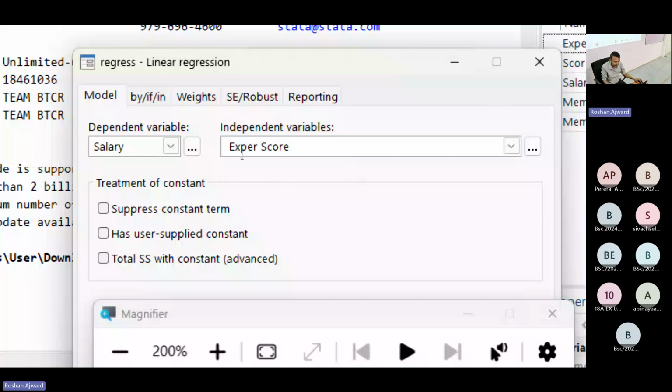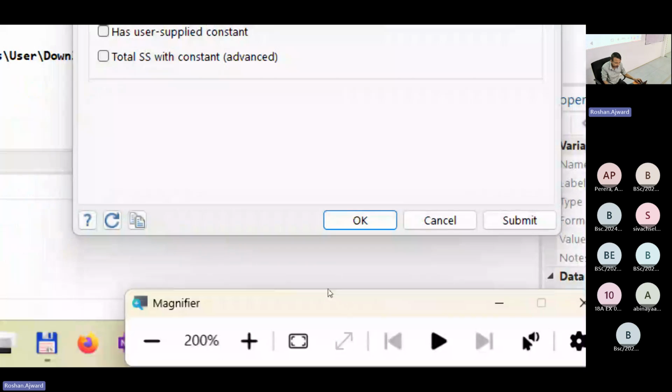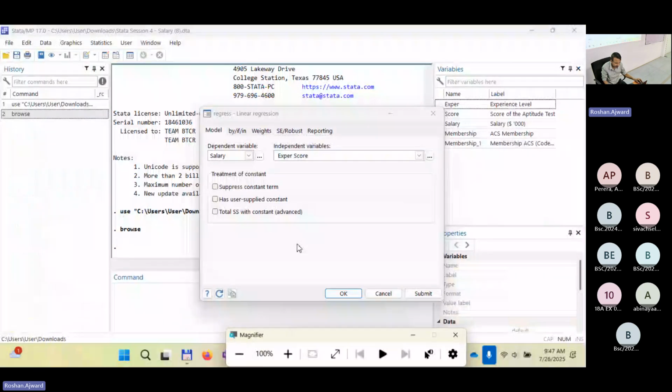For salary, you choose here. Experience and score, you choose here. Now what you need to do is scroll down, and in the dialog box you will see OK. I'm going to make it smaller. Now this is the dialog box. You need not choose anything else. Just choose the independent and the dependent variables, right? And then you can see here, press OK.